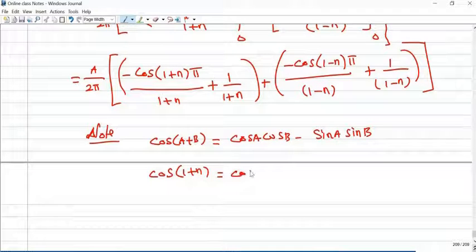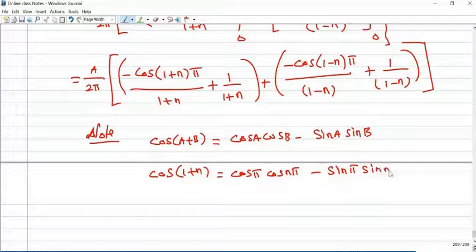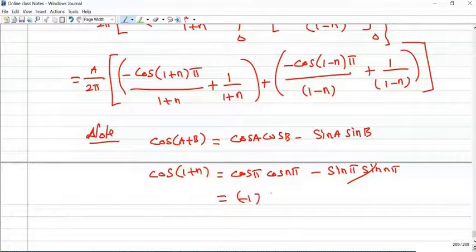So cos a cos b: for 1 plus n pi you'll get cos pi cos n pi minus sin pi sin n pi. This term will be 0, so we'll get cos pi cos n pi. The cos pi value is minus 1, and the cos n pi value is minus 1 power n.